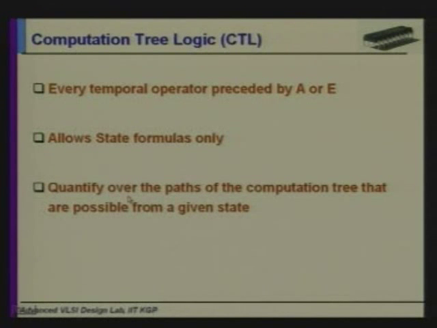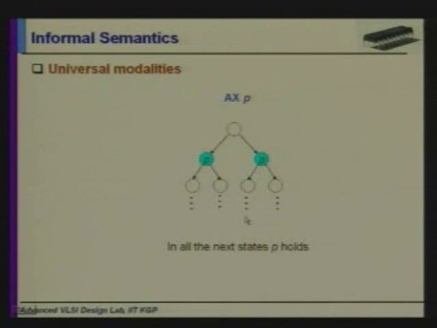Let us see what is basically the syntax of CTL, then we will have some examples of how properties are written. Now in CTL, every temporal operator is preceded by A or E. That means from each state, along all paths or along some path. That is the distinction between A and E. And in CTL we have only state formulas, that is formulas which are true on a particular state, and from that state we try to quantify the paths. Let us have some example.